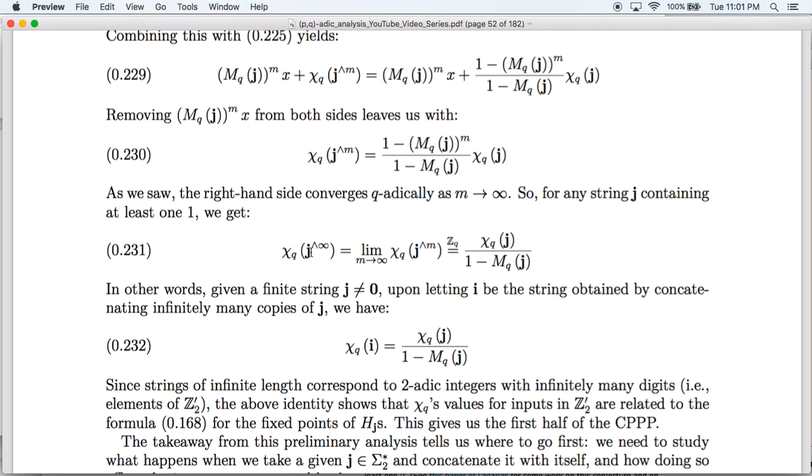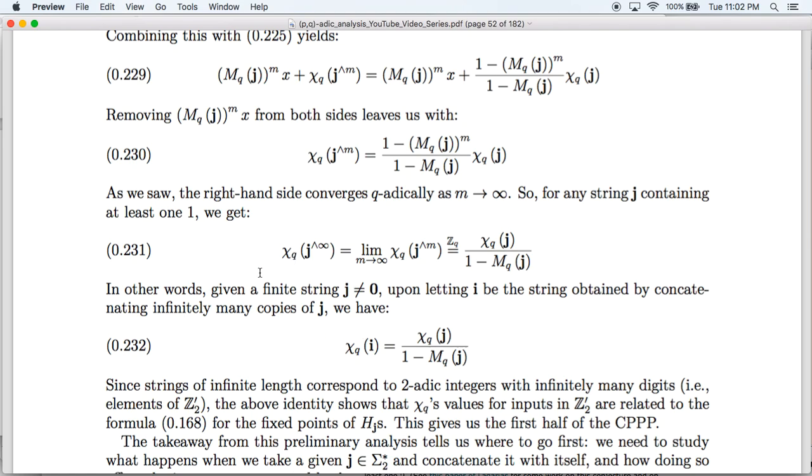This is the same thing as... well, what is this? This is a q-adic integer, which we can then, by definition, using the rising continuity, write as the limit as n approaches infinity of chi q of bold J wedge M, which is going to converge q-adically. So what this is saying is that when we extend chi q from finite length strings, that is from non-negative integers, to infinite length strings, we can recover our fraction from chi q.